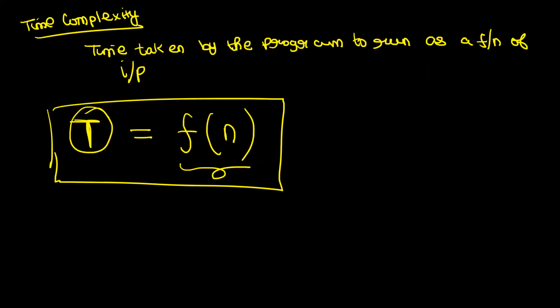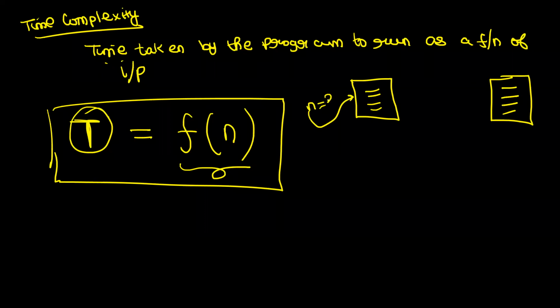Let me explain. See, what I want to do is understand how the time taken varies with the size of input. Let's say there are two algorithms. If I feed an input of size 1, assume that this code runs in 1 unit. Similarly, for this code also, if you feed an input of size 1, you will get the output in 1 unit.